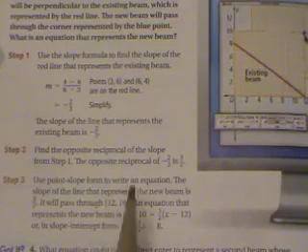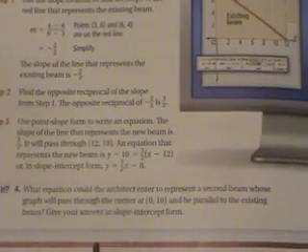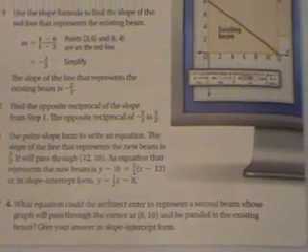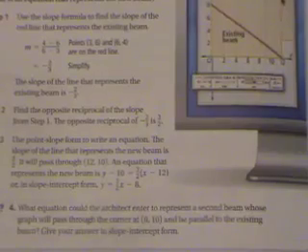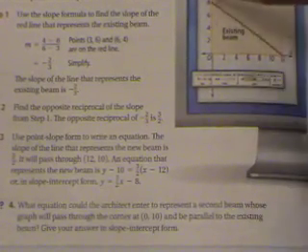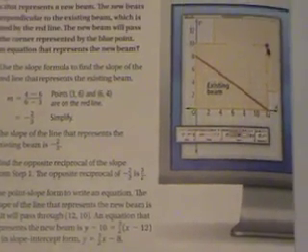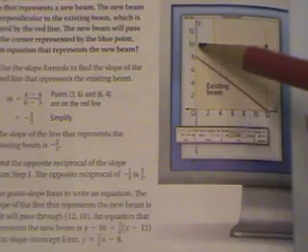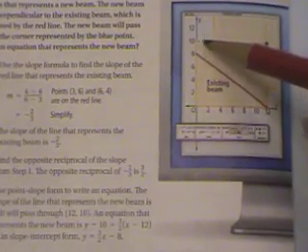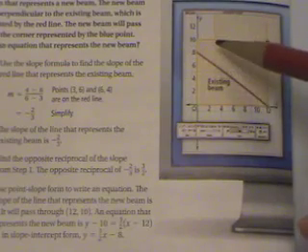Now that we've gone through all of that, got it number 4. This architect, who I think probably needs to go back to school, wants to put a second beam that's going to go, oh look, through the corner. Well, that makes a little more sense. The second beam is going to go through the corner and be parallel to the existing beam. Still not making any sense to me.